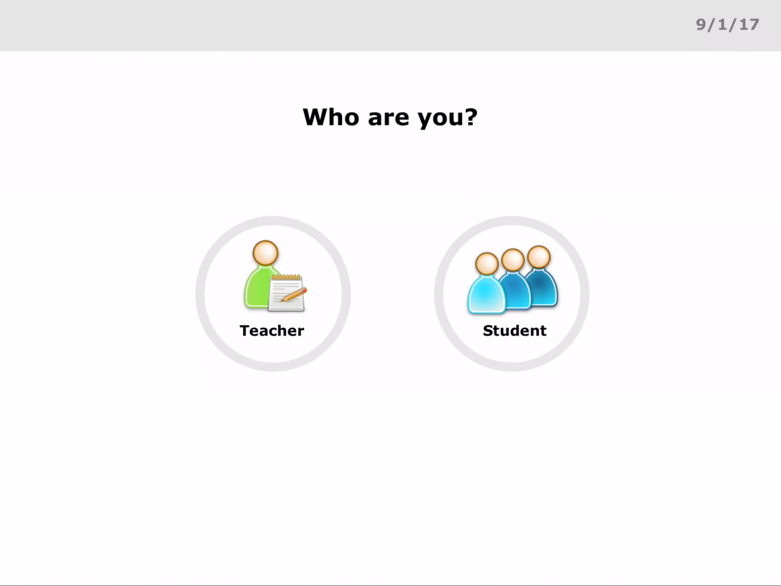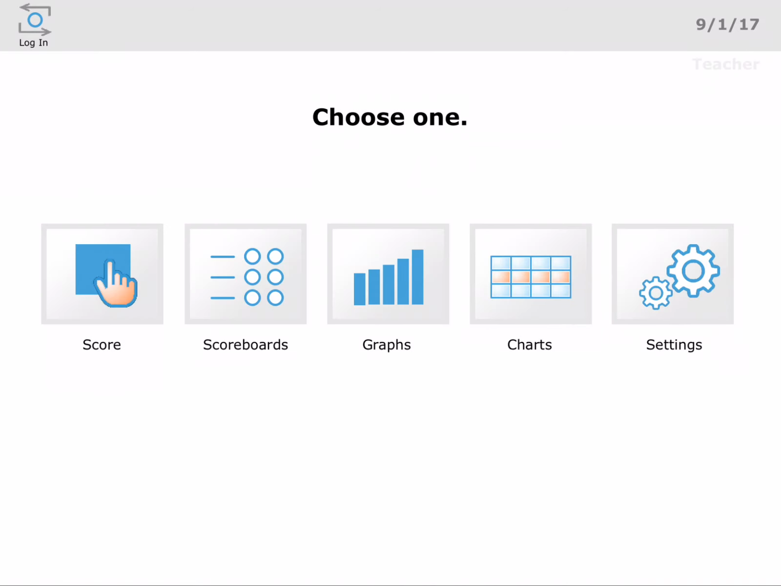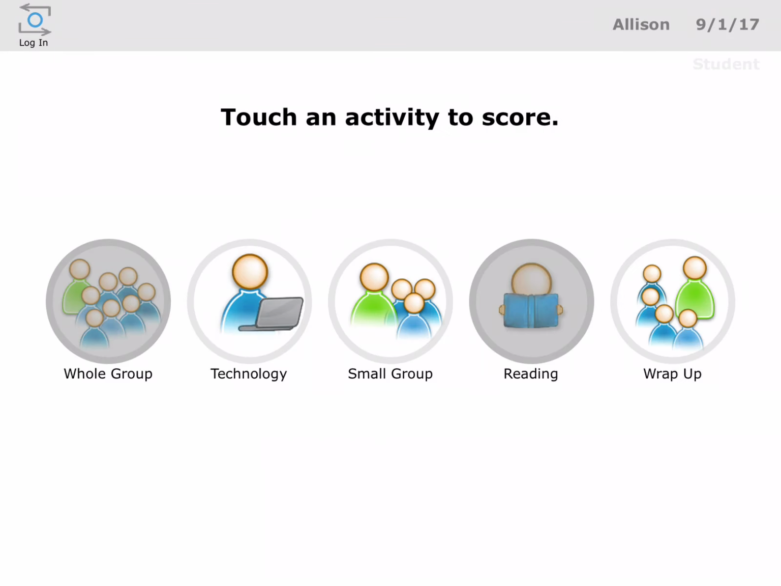So again, the teacher has multiple options to score, look at scoreboards, look at graphs and charts, and also to make adjustments in the settings. The student, however, only has the option to score, and it does not matter who goes first, the teacher or the student.